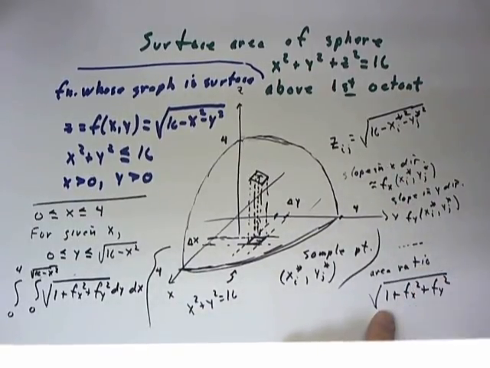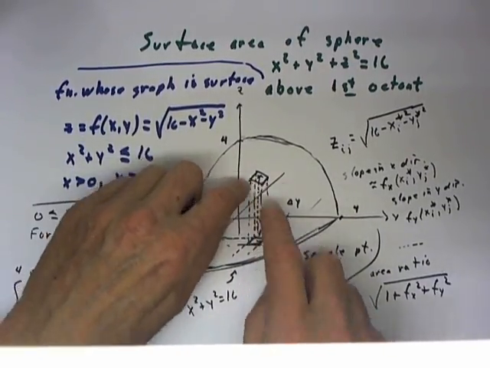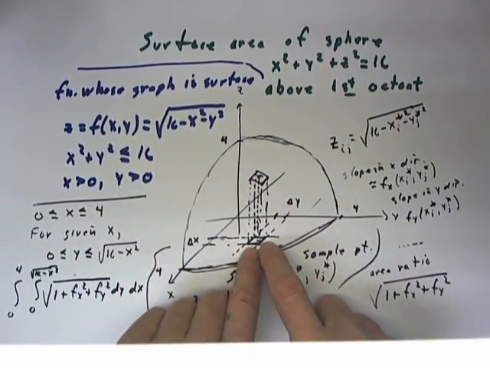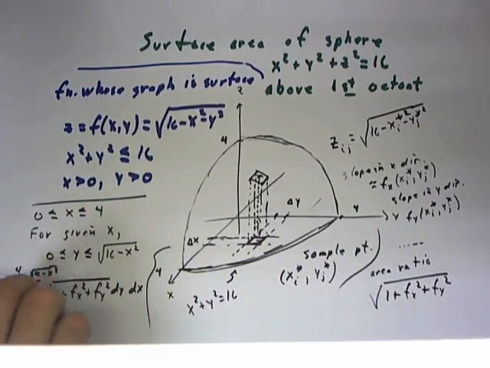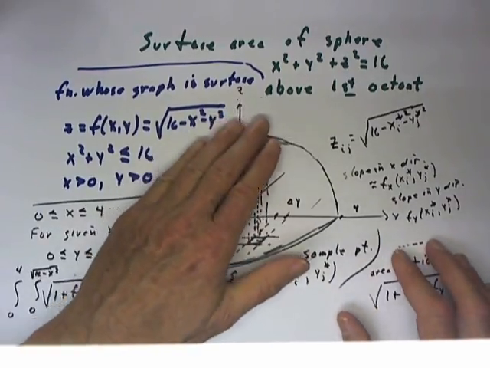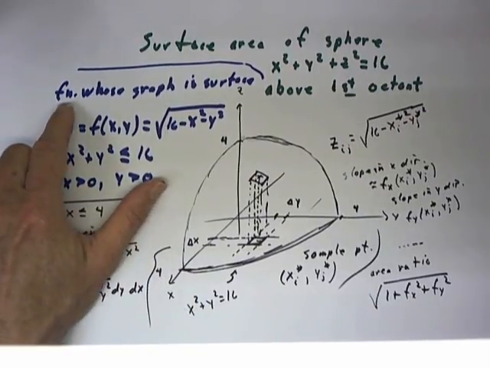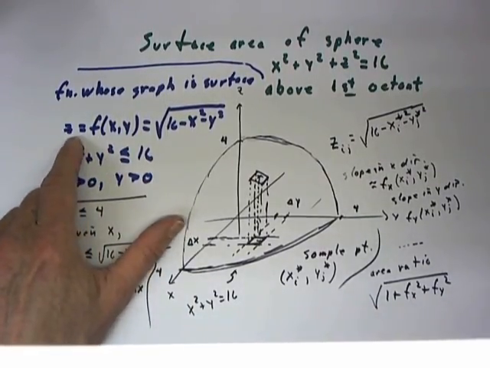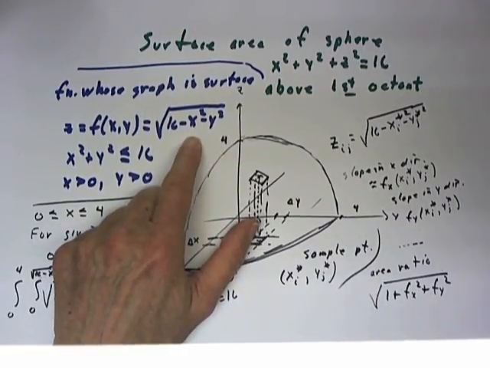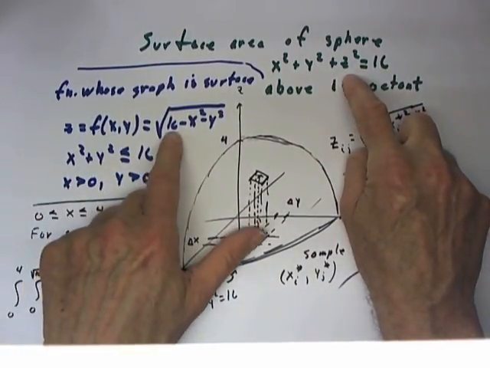We haven't gone through the details here. And that means the ratio of the area on our surface that projects onto this region here of our xy plane. So the surface area of the sphere in this octant is therefore represented by the integral of the function whose graph is the surface, z equals square root of 16 minus x squared minus y squared, obtained by solving this equation for z. That'll be our f of xy function.